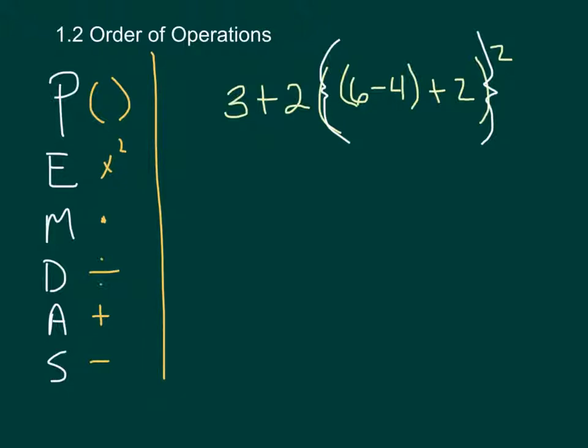Once I look inside the parentheses, then I start all over. Is there another set of parentheses? And in this case, there is. So within this set of parentheses, I have to do this set first. Again, doing everything one step at a time, bring everything else down.